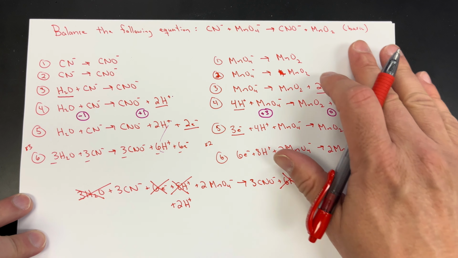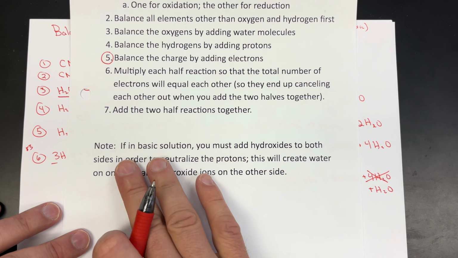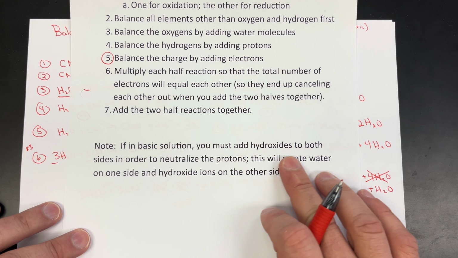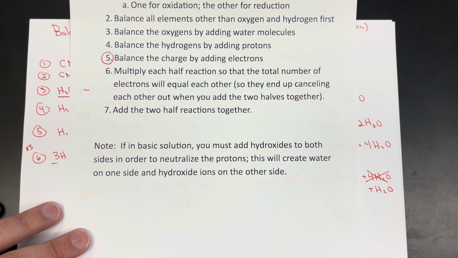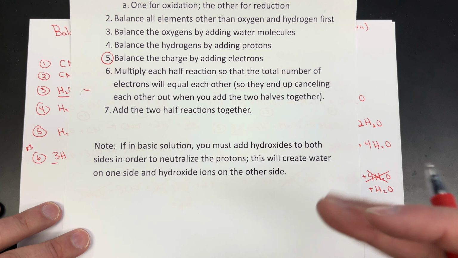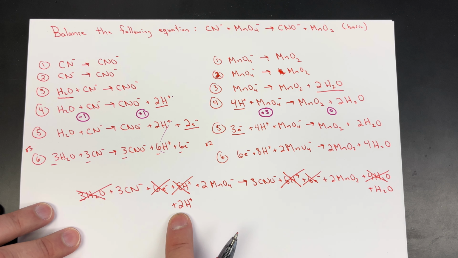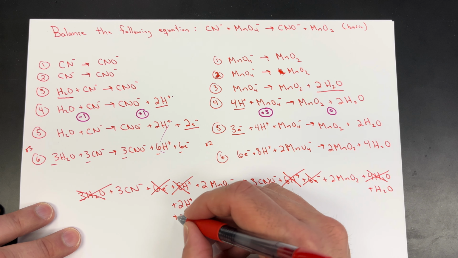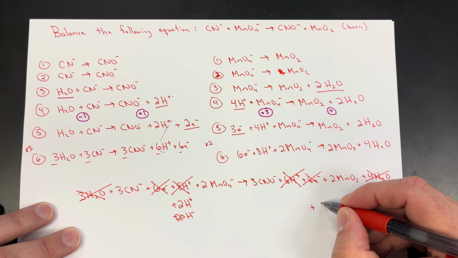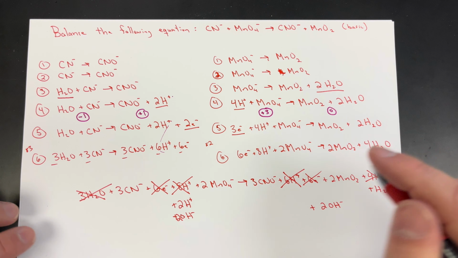Now, if this was an acidic solution, this would be the end of the problem. However, it's a basic solution. So if it's a basic solution, you must add hydroxides to both sides in order to neutralize the protons, because protons are acidic. So we need to get rid of them, and we do that by adding hydroxides. So here are the 2 protons. So if I add 2 hydroxides to this side, I'm going to have to add 2 hydroxides to this side. Same thing that you do in math class.